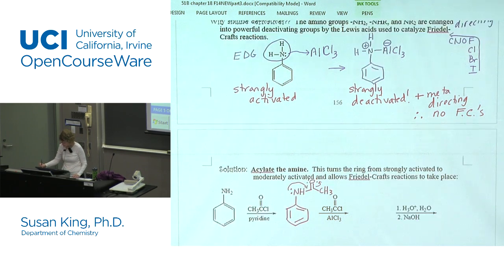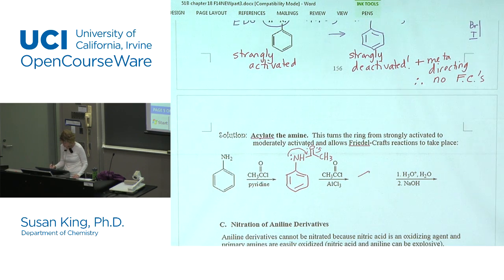So what happens in that next step? Where is this group going? Ortho or para? Mostly para, because this is pretty bulky. All right, so now the CH3 acyl group is going on the benzene ring, mostly para, about 95% para. And now we're ready to take that acyl group off again.